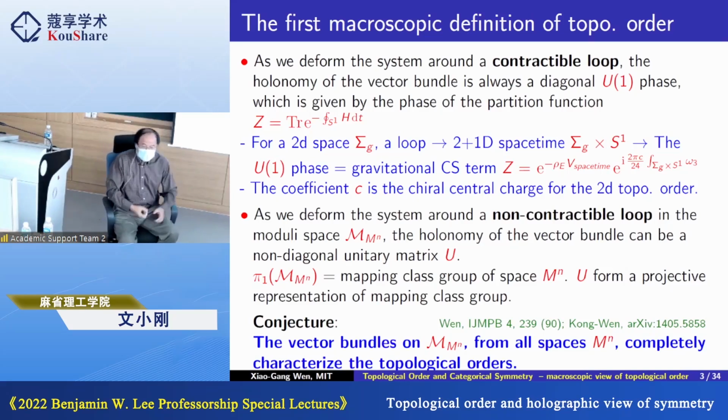For different loops, you get different U1 phase. Okay, it's non-universal. However, the non-abelian part, this SUN part, is universal. Especially for the contractible loop, if the loop is contractible, this non-abelian part is trivial. So when you go around a contractible loop in the modular space, you get only a pure UN phase. There's no non-abelian part.